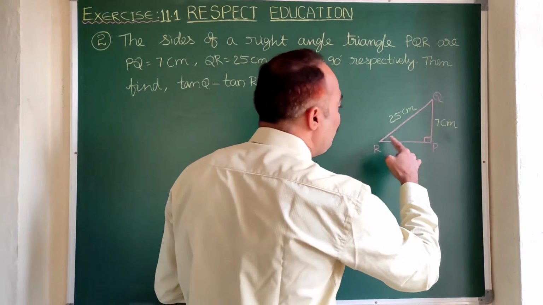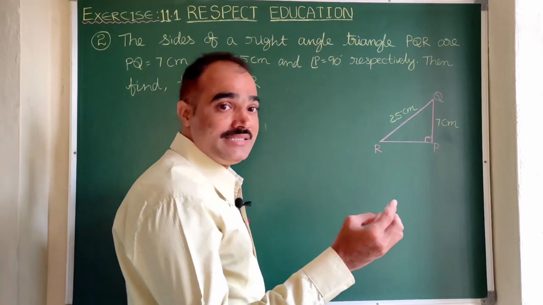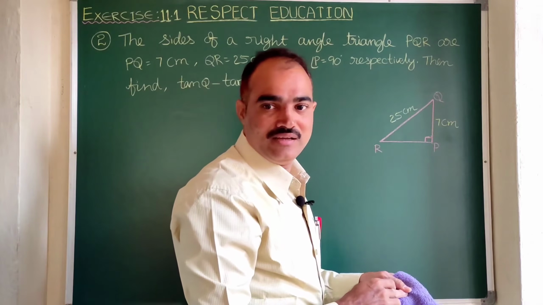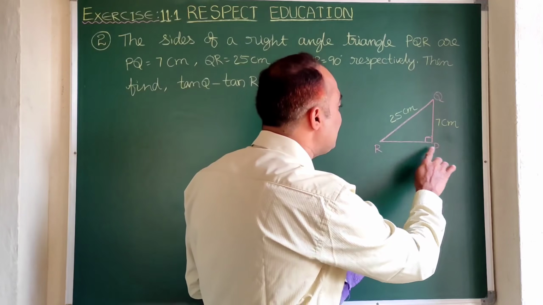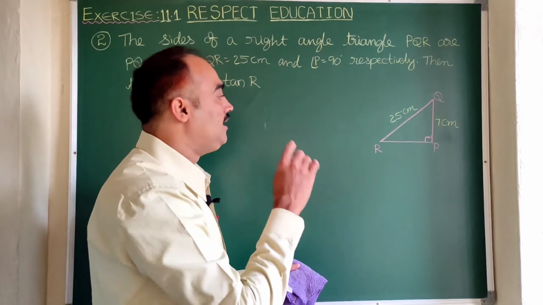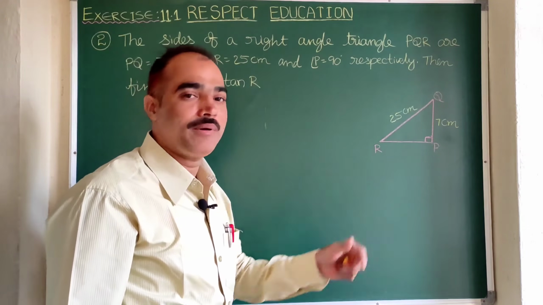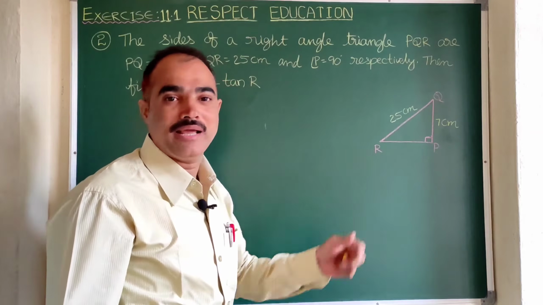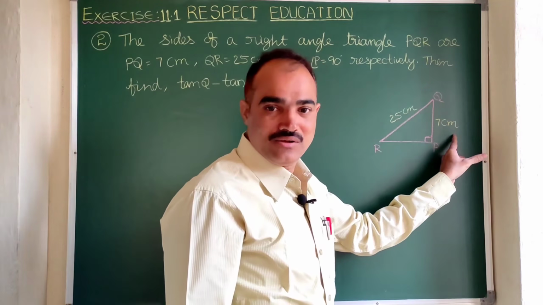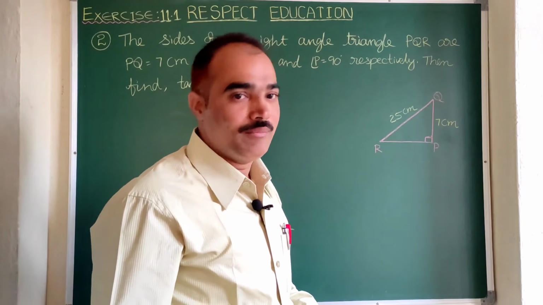Which side is not known to us? PR. We can't say that is the adjacent side, because for angle R it is adjacent, and for angle Q it is opposite. Is it clear? So you should not say strictly that it is the adjacent side. PR is not known. Which kind of triangle is it? Right angle triangle. Which theorem can be applied? Pythagoras theorem. Why apply it? Only two sides are given, two sides are known to us. That's why, to find the third side, we need to apply the Pythagoras theorem.